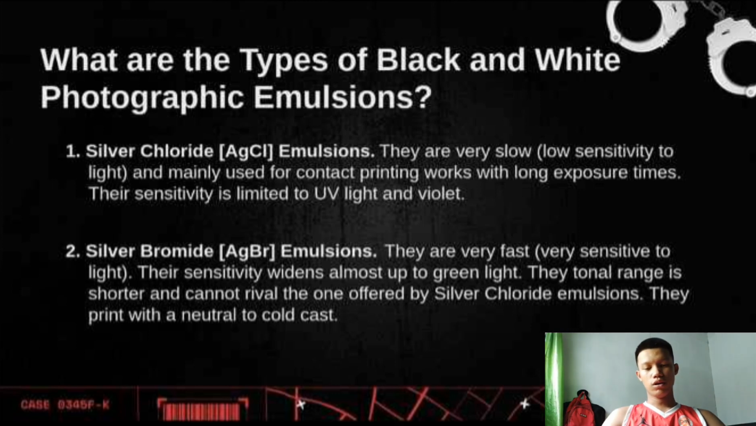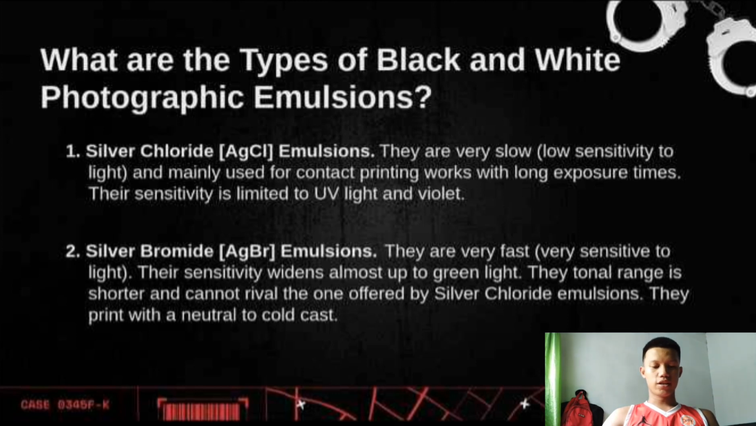So number 2, silver bromide emulsion. They are very fast, very sensitive to light. Their sensitivity widens almost up to green light. The tonal range is shorter and cannot rival the one offered by silver chloride emulsion. They print with neutral to cold cast.